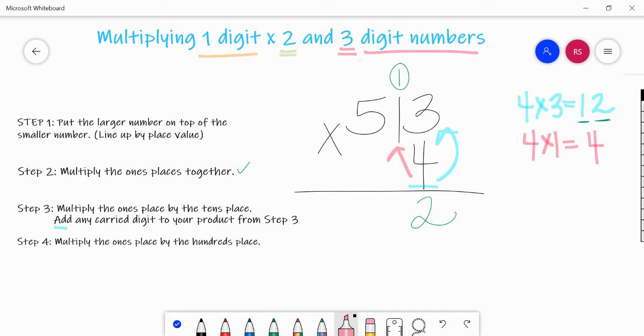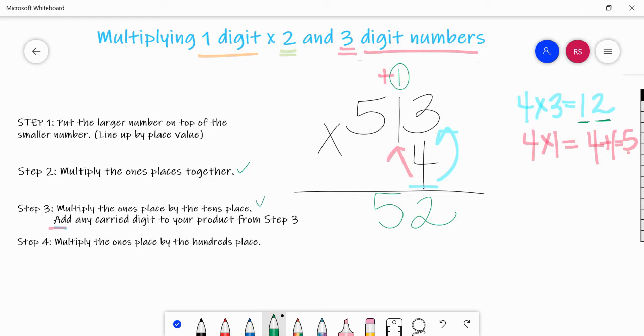Always, we could check our multiplication table if we need it, but we all should know that 4 times 1 is 4. Now, don't forget, we need to add any carried digit to our product. So 4 times 1 is 4, but I need to add this one that I carried over. So 4 plus 1 more is equal to 5. So I'm going to bring the 5 down here into the tens place.